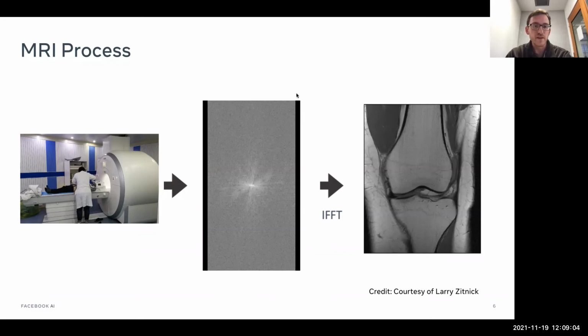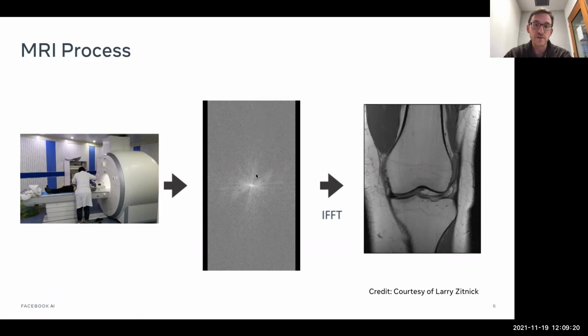The issue is that because all of these electromagnetic pulses are different, they all have physical constraints in terms of how much you can ramp up and ramp down the wires in the scanner. You can also cause things like peripheral nerve stimulation if you go too fast.